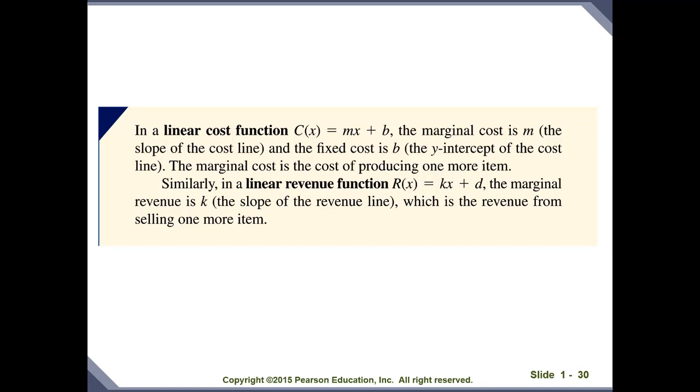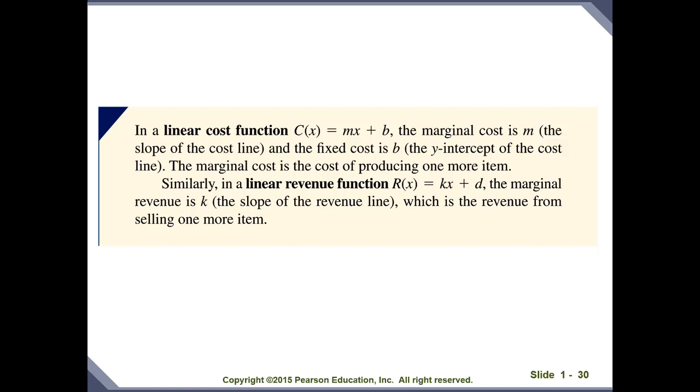In a linear cost function, C of x equals mx plus b, our marginal cost is m. That is the slope of the line. And the fixed cost is b. That's the y-intercept of the line. What's called the marginal cost is the cost of producing one more item. And in linear functions, those costs remain the same.